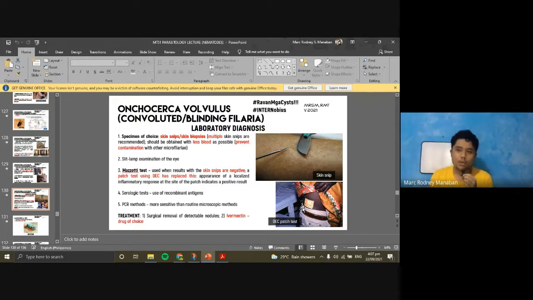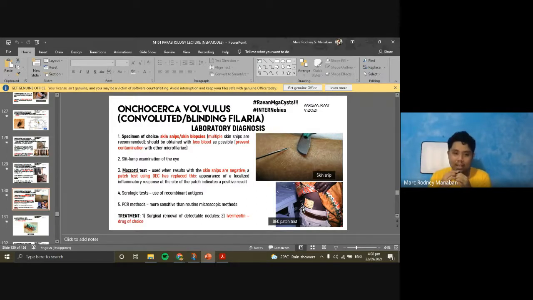Now we go now to your laboratory diagnosis, of course, because again, di ba, your adults and microfilariae of Onchocerca volvulus reside in the subcutaneous tissue. Our specimen of choice is, of course, skin snips. Ayan. So we have discussed that in our first lecture, di ba? The specimen of choice for your Onchocerca volvulus infection is, of course, skin snips or skin biopsies. Because again, the adults and microfilariae are residing within the subcutaneous tissue.